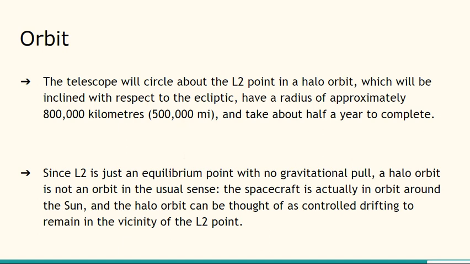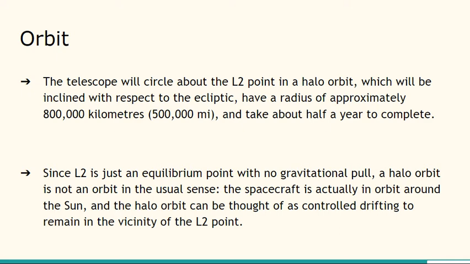Yeah. So there is a halo orbit. Why is this called a halo orbit? Because the L2 point is not a stable equilibrium. The telescope needs to be able to continuously orient itself at that particular point, so that it doesn't drift.